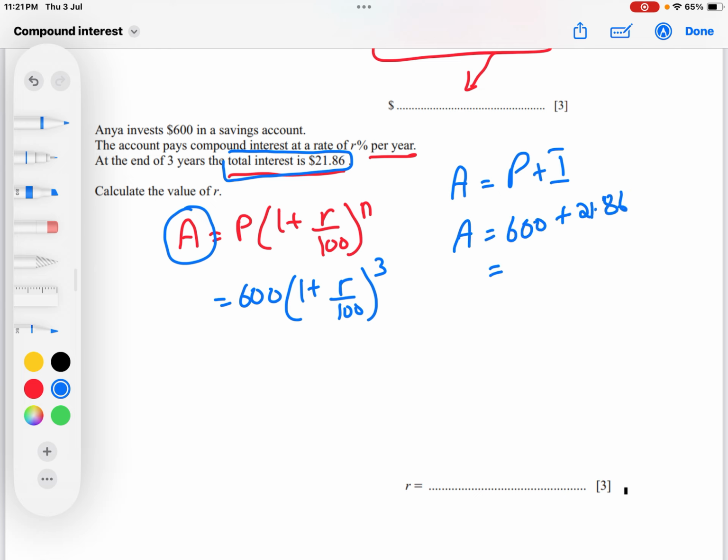So the amount will be 621.86. You have to write 621.86 here. Most of the students made a mistake in this question and wrote 21.86. So remember that they gave the interest, not the amount. So now 600 will go to the other side and divide.